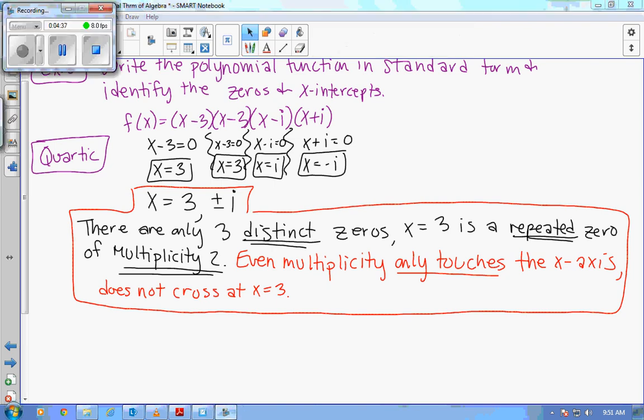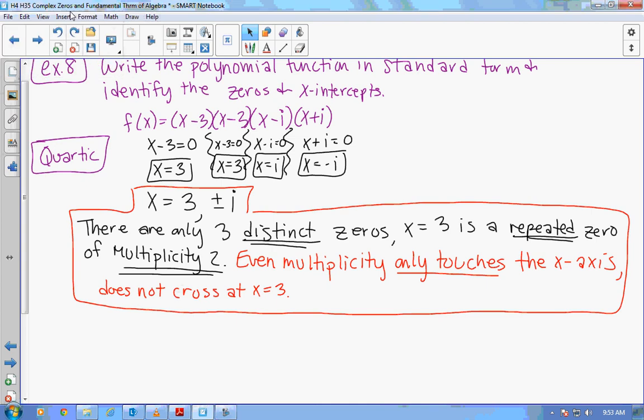Okay, we'll continue when they're done with those announcements. Alrighty, so if we have a duplicate, that's called a multiplicity. So there's really only 3 distinct roots. The positive 3 and plus and minus i. Those are the only ones that are different, right? So 3 is a repeated root, multiplicity of 2.